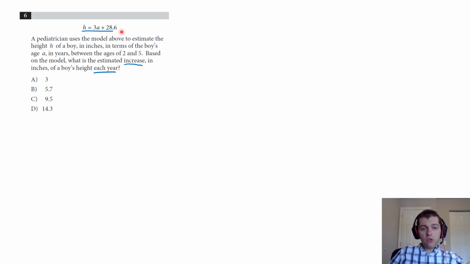You can go up to your model and identify that this is the y equals mx plus b form of a line. And we know that in this form, b is the initial condition, m is the slope, the rate, and what they're asking for is the rate. So say the rate is 3, the rate is 3, and A is your correct solution.